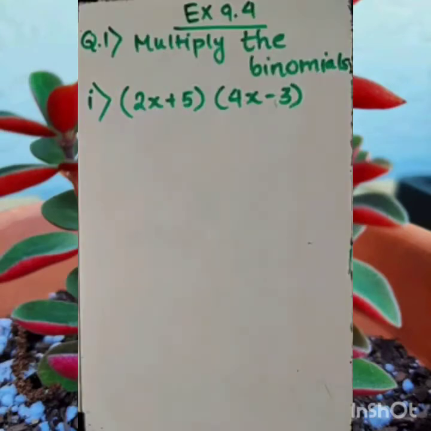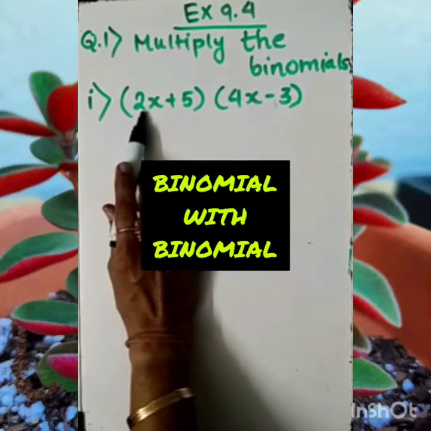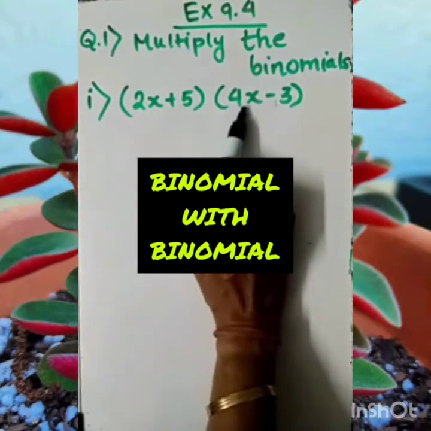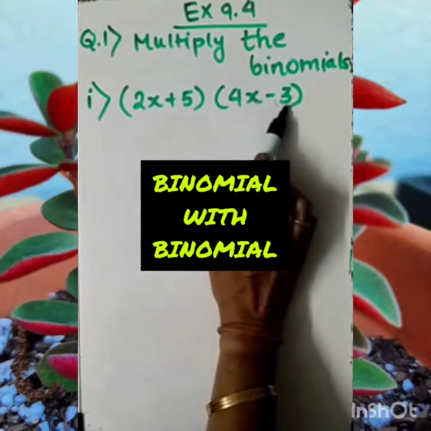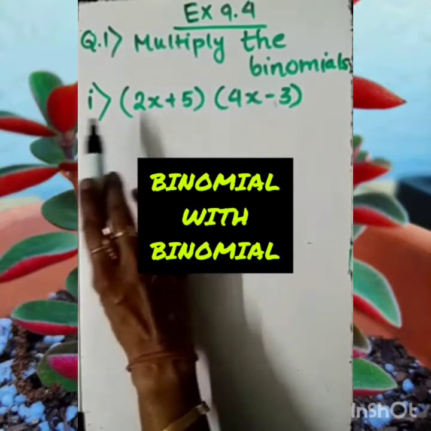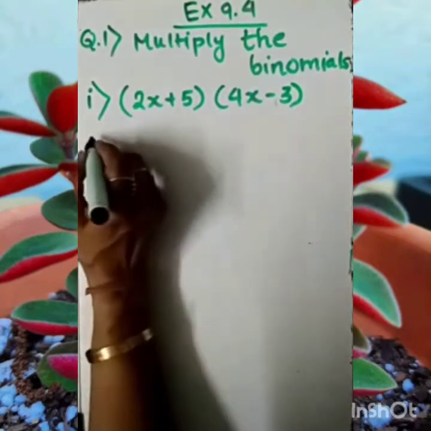Dear students, here exercise 9.4, it's the question number 1. Multiply the binomials. Okay, multiplying the binomial. Why binomial? Because this expression is having two terms, so binomial. This expression is also having two terms, so it is binomial. So we are multiplying binomial with binomial, right? So how to go with that?